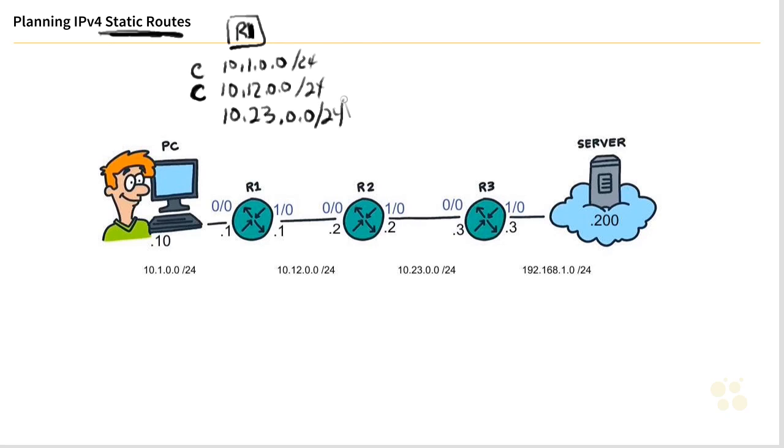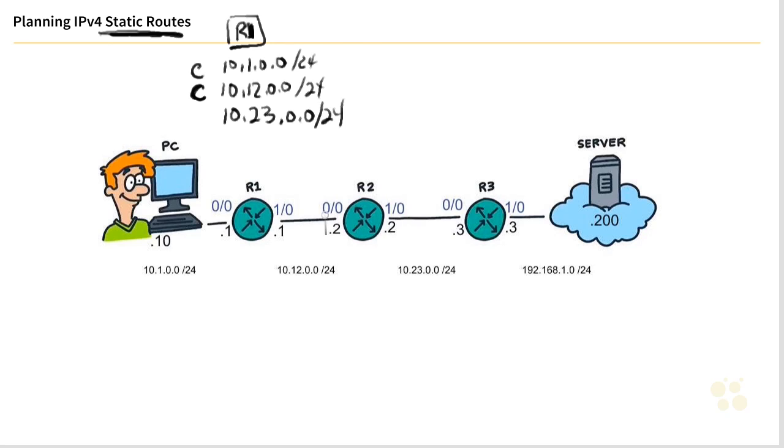And now the question is, how? If R1 does get a packet that's destined for the 10.23 network, who should R1 forward that to? Now the answer to this is as straightforward as it might appear to some, and that is, if R1 wants to forward a packet to get to the 10.23 network, it's got to go to R2 in this topology.